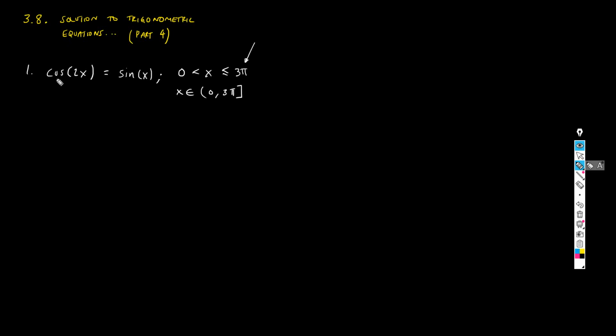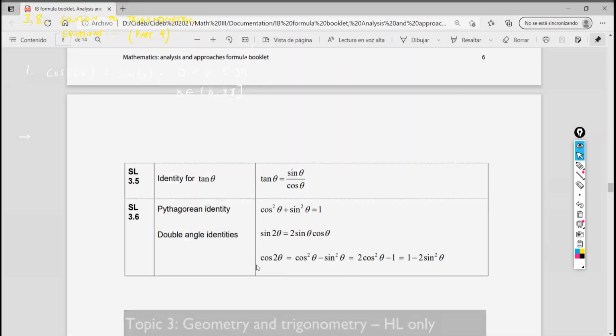Okay, so we have cosine of 2x equals sine of x. There is no direct method to solve these equations, but since I'm telling you right now that we should create a quadratic equation out of this, you must get the feeling that somehow we must have the squares of the trigonometric functions in here somehow. So let's go to our page of formulae.